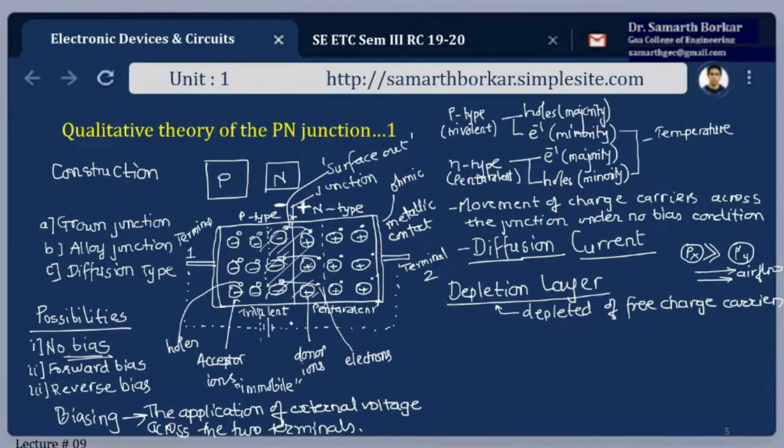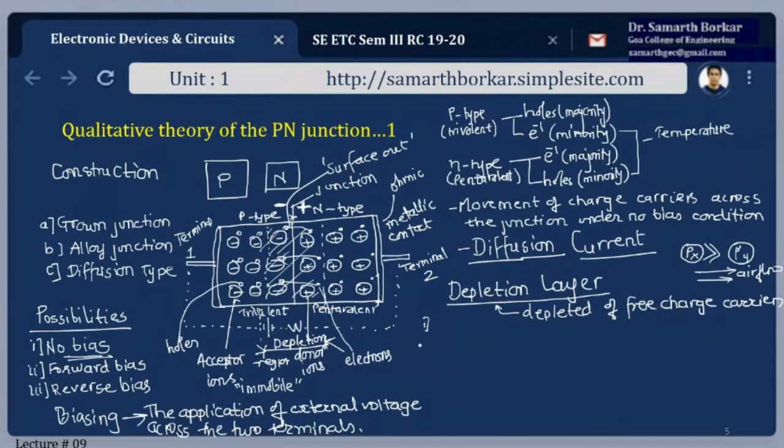Now, let us summarize. First point, the holes from the P region will diffuse into the N region, and they then recombine with the free electrons in the N region. So this is what has been shown in the dashed line, this central region, which is also referred to as depletion region. Different names. This is referred to as depletion region and represented as W, the width.